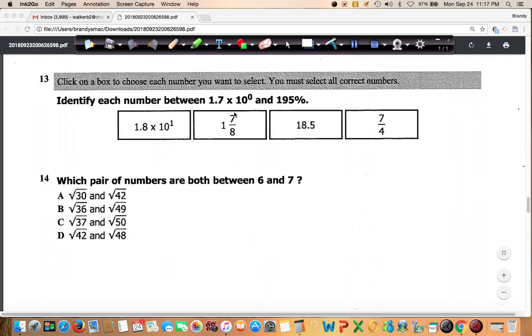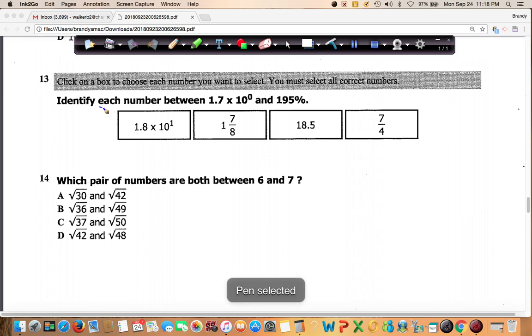Number 13. Click on a box to choose each number you want to select. You must select all correct numbers. Identify each number between 1 and 7/10 times 10 to the 0 power and 195%. Again, the tip of the day, right? If it says each, it has to be more than 1. Can it be 3? Can it be 4? It could be, but it has to be more than 1. So if you select 1 and move on, that's why you're getting it wrong.